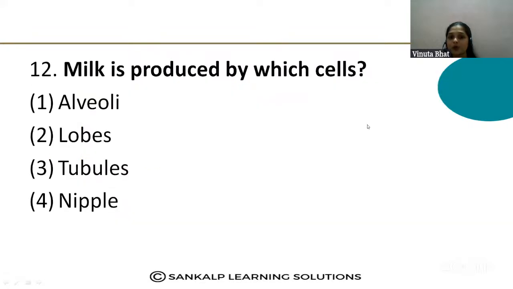Milk is produced by which cells? Yes, what is the correct answer? Alveoli, lobes, tubules and nipple. What is the correct answer? That is produced by the alveoli. Yes, 12th one is the first answer, alveoli. Correct answer.